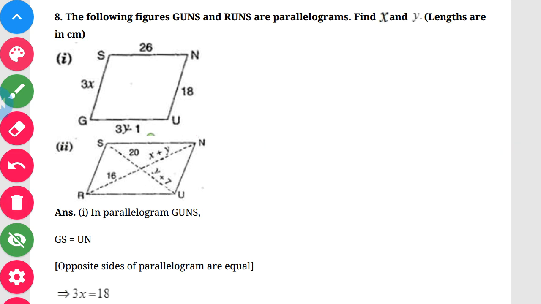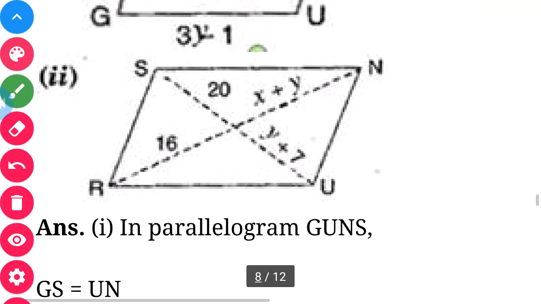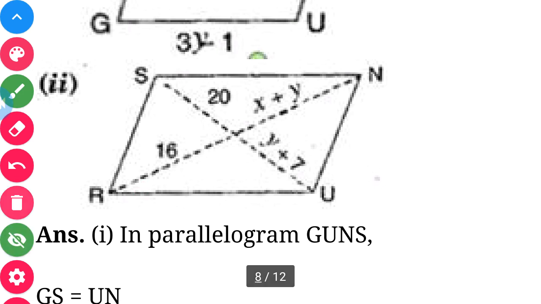The second thing, it is a diagonal part now. So they are bisecting at O. Let me just clear it, it is O here. Let me just zoom it for you. So this is how you are going to solve this sum, this is O, children, here. Okay. So SO is equal to OU and RO is equal to ON. Why? By which property is it? Since the diagonals are bisecting each other in that figure, I can say SO is equal to OU and RO is equal to ON.